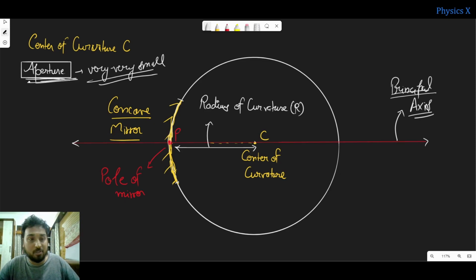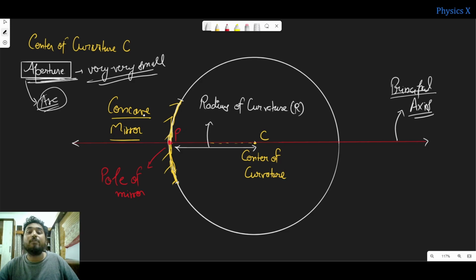You can understand this aperture on this figure as an arc. Basically, if I am seeing it in 2D, I can see this as a circle. However, this is a sphere. I can see it as a circle and an arc on this circle. I am marking it as the concave mirror. So you can understand in this way also that this arc is very small. That means this aperture is very small.